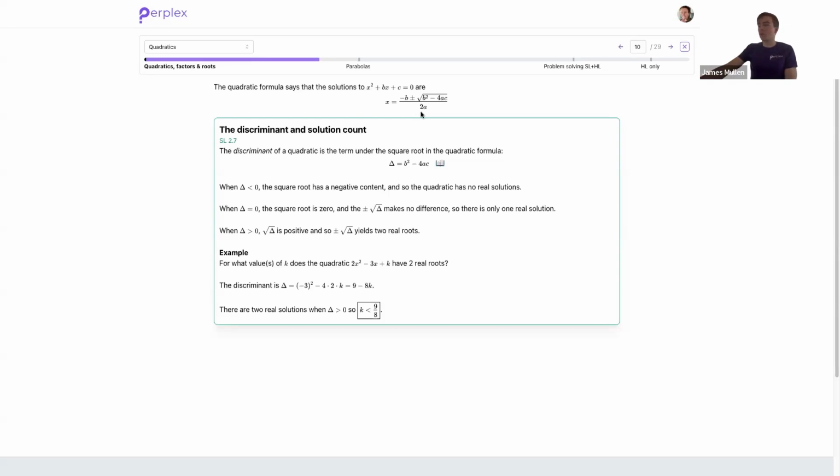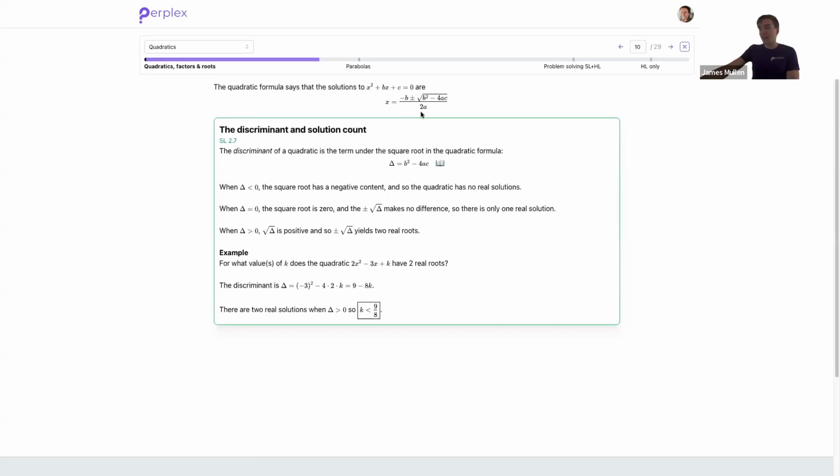So the discriminant is the quickest way to figure out how many roots your quadratic has, how many real roots. It's either going to have no real roots if delta is less than 0, one real root if delta is 0, or two real roots if delta is greater than 0. So let's take a look at this quick example.